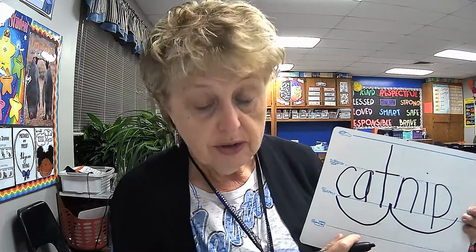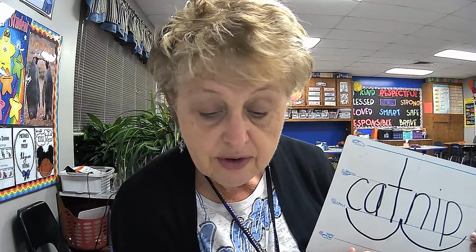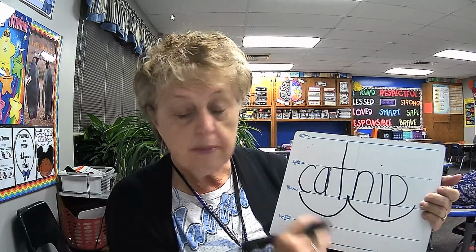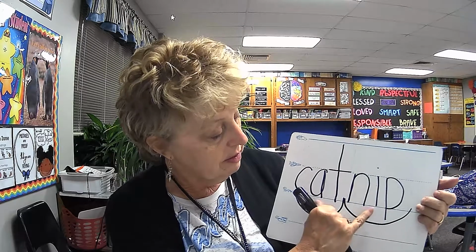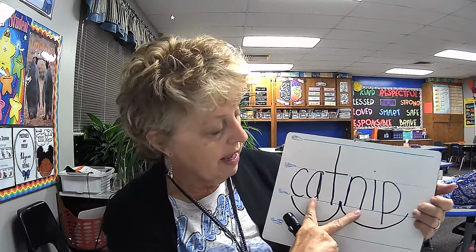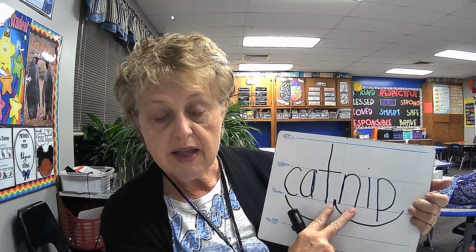Now, here's the rule about compound words. You have to have 2 vowels separated by one or more consonants. So here's 2 vowels, the A and the I, right here, the A and the I, and they're separated by the T and the N.